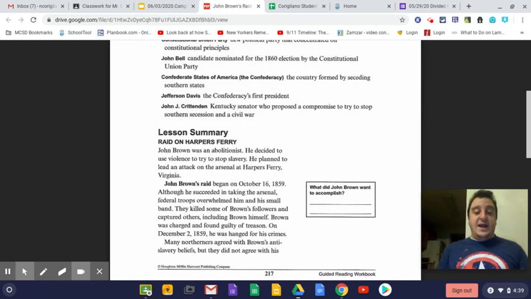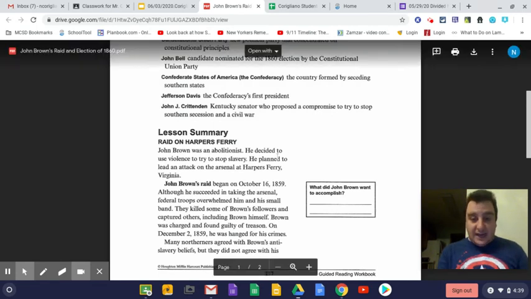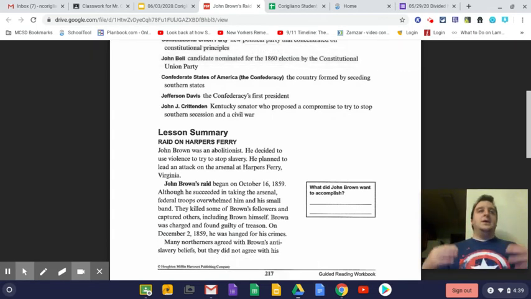And to answer question 1, what did John Brown want to accomplish? He wants to use violence to try to stop slavery. We can see that in the second sentence, he decided to use violence to try to stop slavery. That's what he wants to do. He's in Virginia now, which is really the heart of the Confederate States of America, and that's where some of the strongest resistance to abolition and getting rid of slaves is.